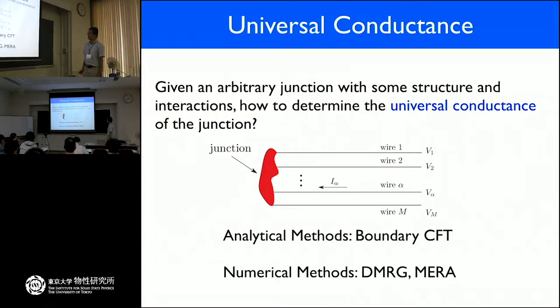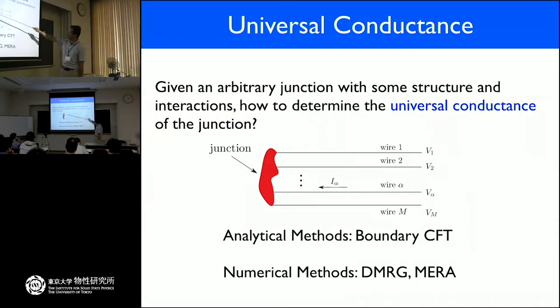Okay, so there are various techniques that have been developed. For example, if you have a conformal invariant boundary condition, then one can apply this boundary CFT method to get some ideas what this universal conductance will be. And in the following, I will introduce some of the numerical methods people have attempted, we have attempted, and the most recent successful one.